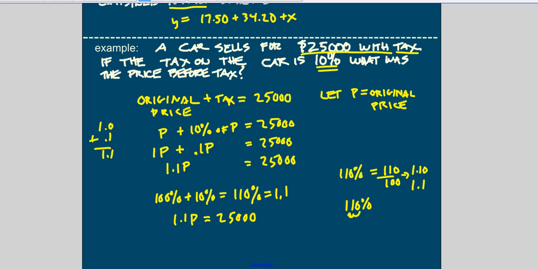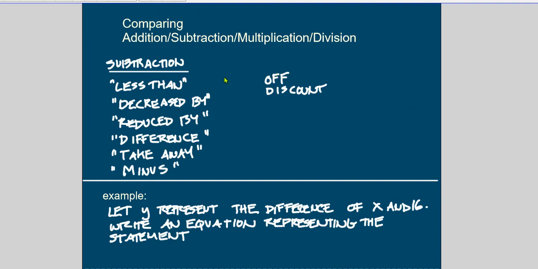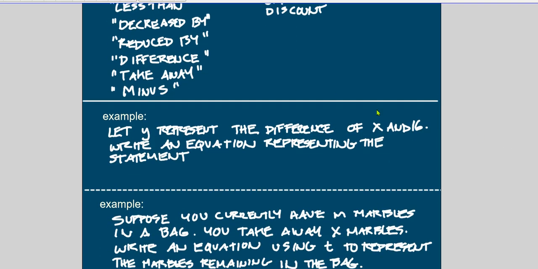Okay, now let's look at subtraction. The word discount means you're going to be taking something off of, say, a price. The phrase less than suggests subtraction, decreased by suggests subtraction, reduced by suggests subtraction, difference means subtraction, take away, and minus. So let's do some examples here.